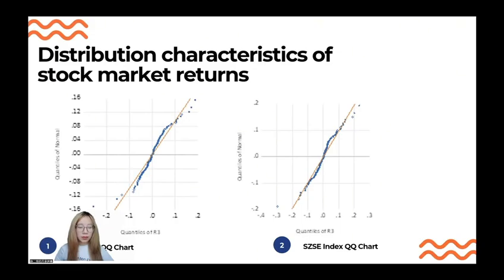Here are the Q-Q plots for the SSE and SZSE indices. Most plots show deviation from the normal line, particularly at the tails. This further confirms the non-normal distribution of stock returns in the Chinese market.